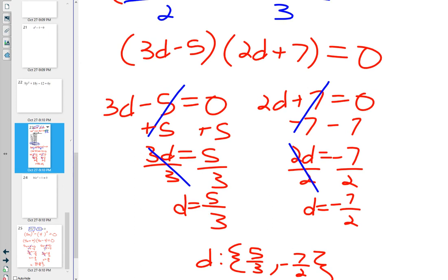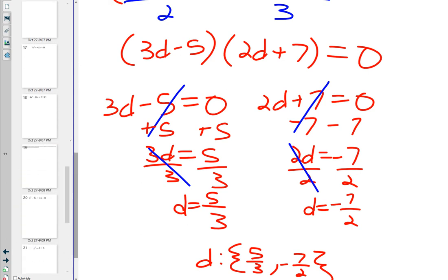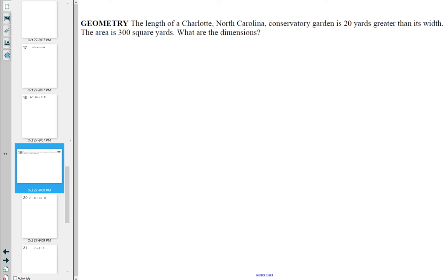We'll do one more before we leave. You guys get the cherry on the top here. Ooh, our favorites. Now let's do this, because I don't really like the word in here. Let's change this conservatory garden to say rectangular garden, because that's what we intended. That's a better word. The length of a Charlotte, North Carolina rectangular garden is 20 yards greater than its width, and the area is 300 square yards. What are the dimensions?